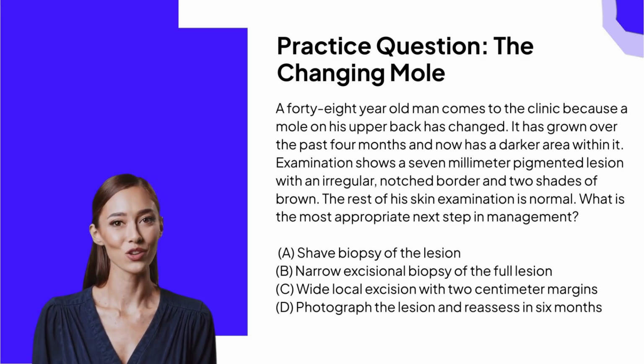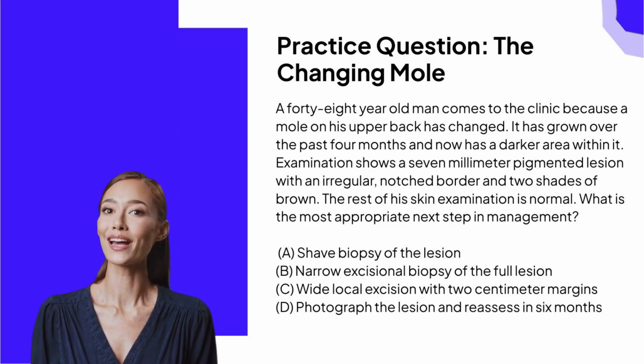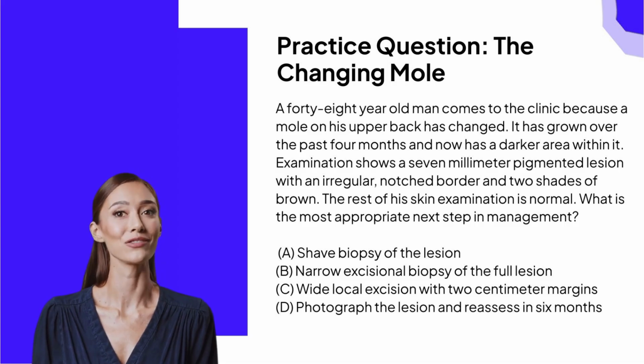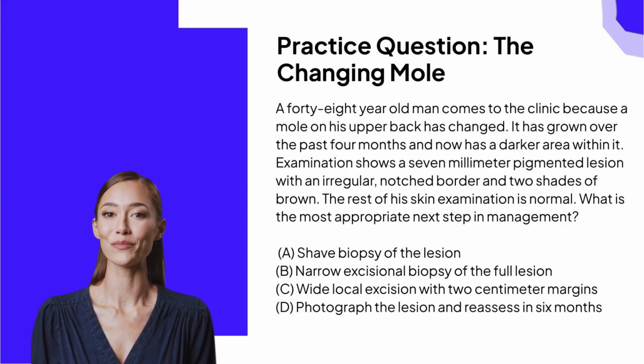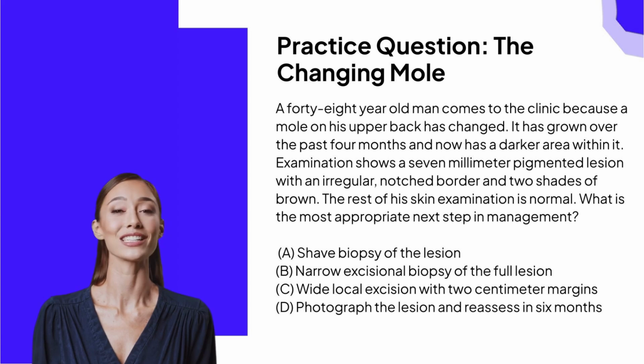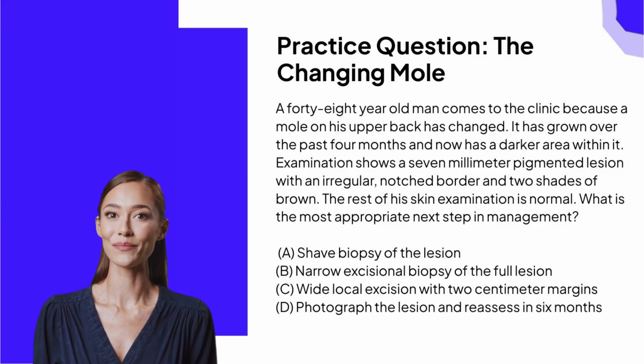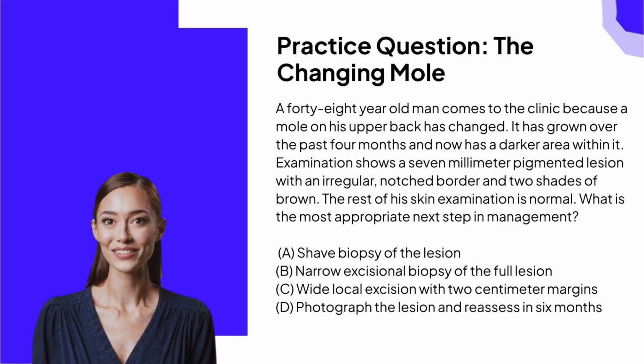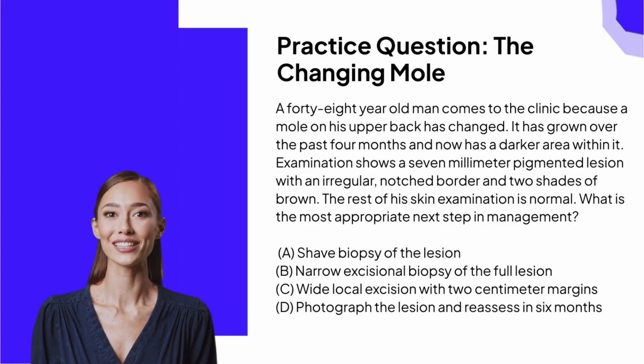A 48-year-old man comes to clinic because a mole on his upper back has changed. It has grown over 4 months and now has a darker area within it. Examination shows a 7 mm pigmented lesion with an irregular, notched border and 2 shades of brown. The rest of the skin exam is normal. What is the most appropriate next step in management? A. Shave biopsy. B. Narrow excisional biopsy of the full lesion. C. Wide local excision with 2 cm margins. D. Photograph and reassess in 6 months.